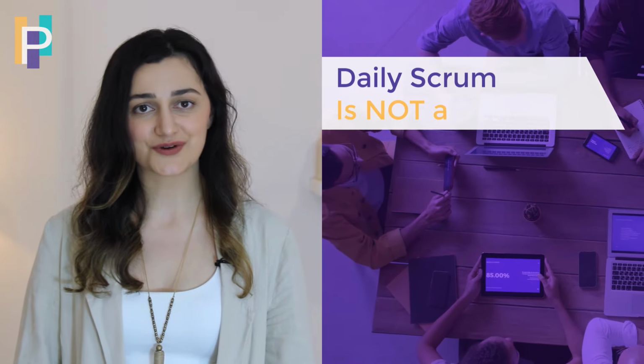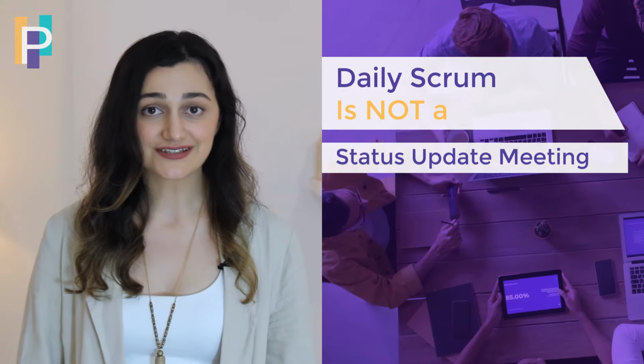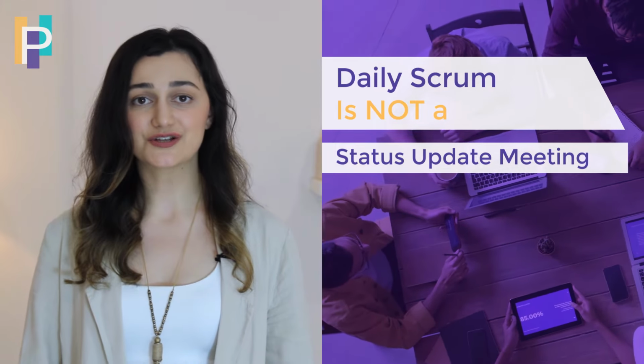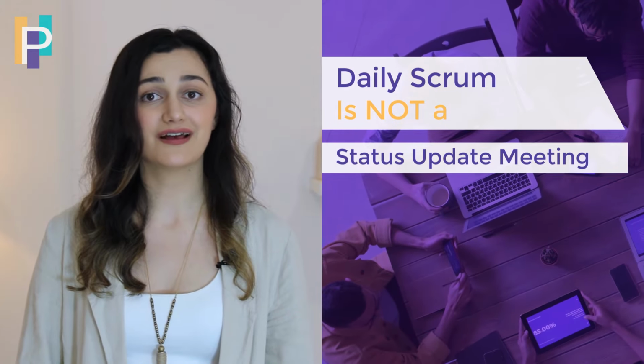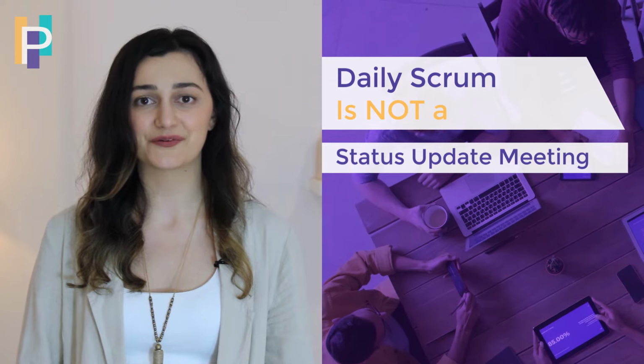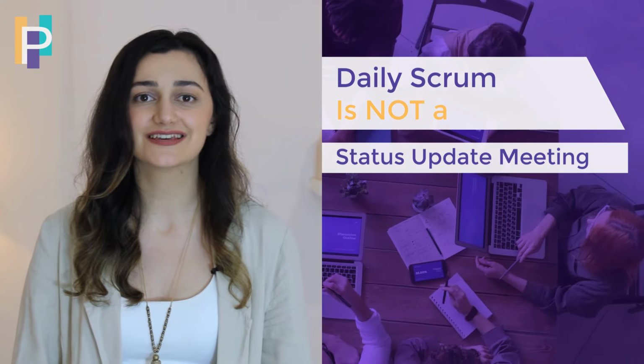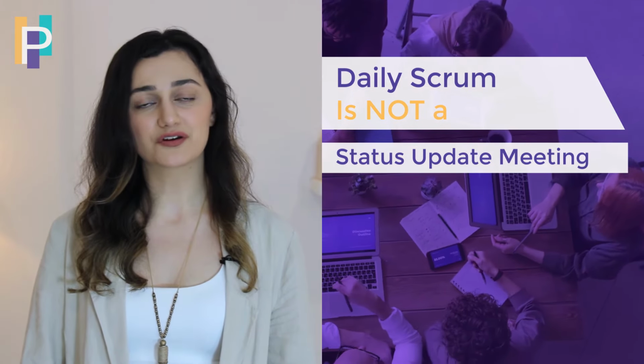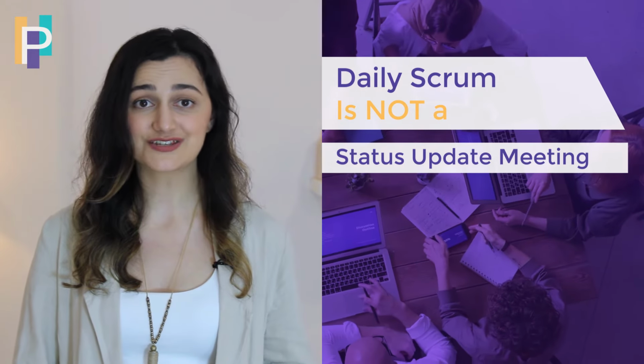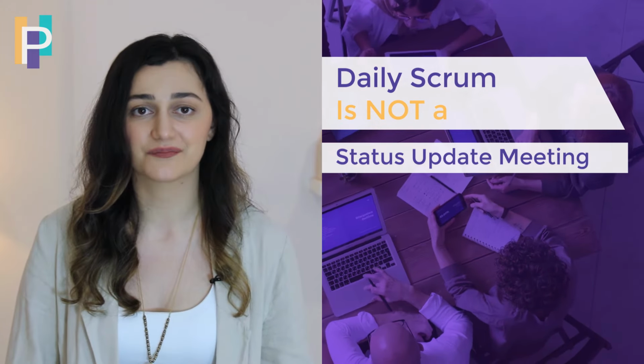It is also crucial to understand what Daily Scrum is not. It's not a status update meeting. As already mentioned, this meeting is primarily for the development team to collaborate and see how the work proceeds. Participants should not report status updates to the Scrum Master and the PO during the daily.